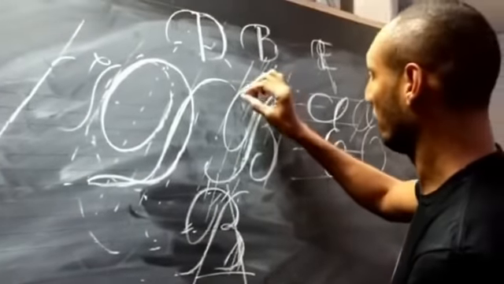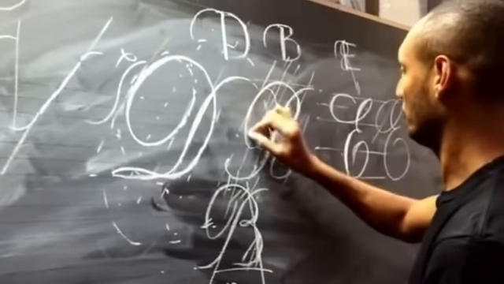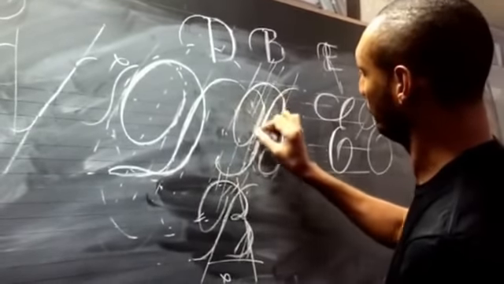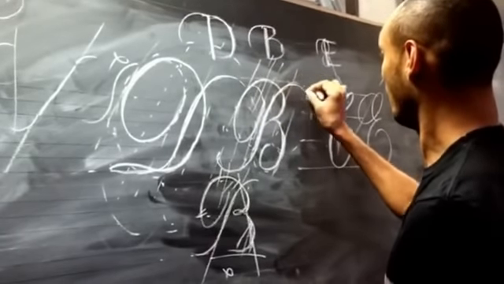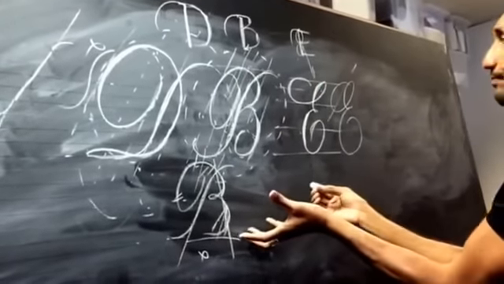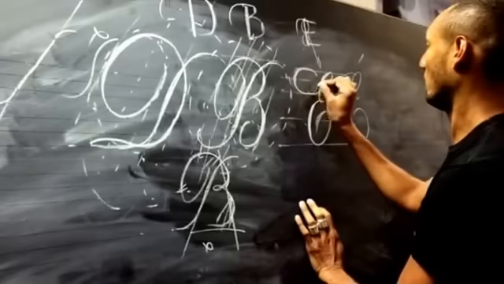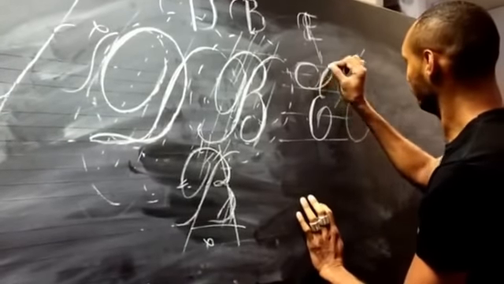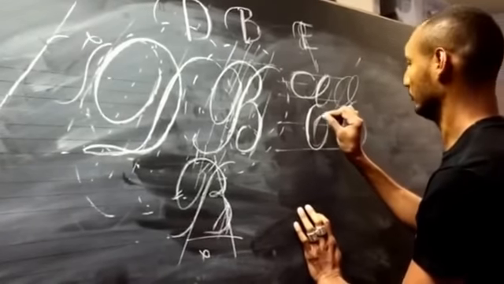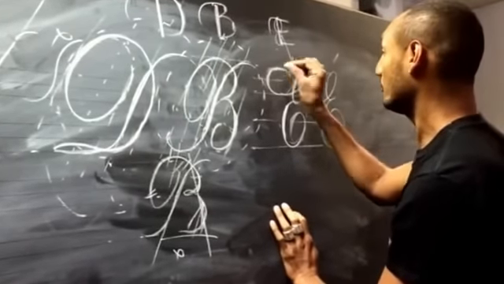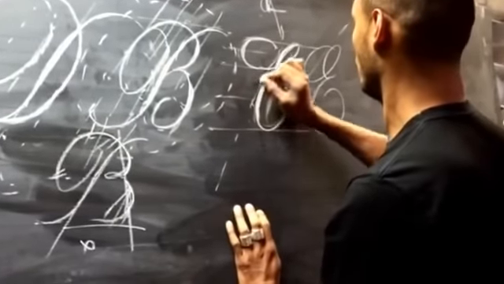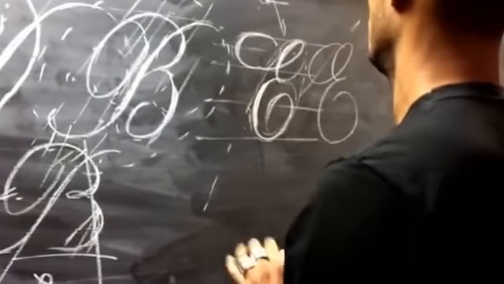With the B, we have oval 1, oval 2, oval 3, oval 4, oval 5, oval 6, and we have a bigger space that holds the letter. With the E, we have oval 1, oval 2, oval 3, oval 4, oval 5. And then, let's take that axial line. We have another oval that holds this whole letter in place.